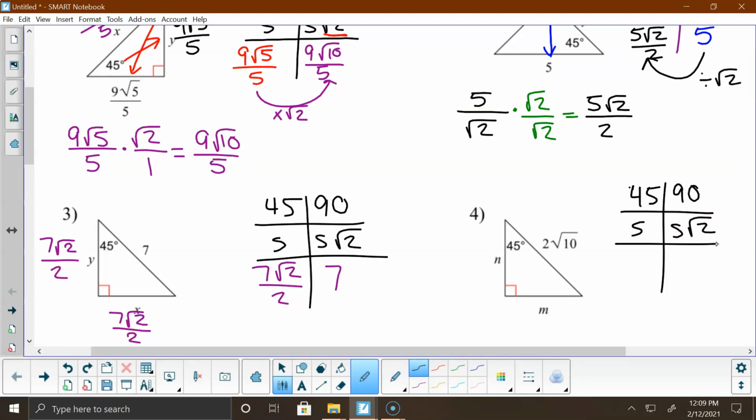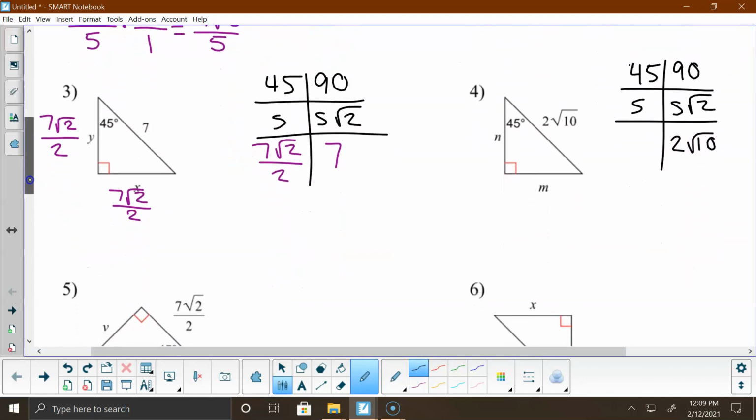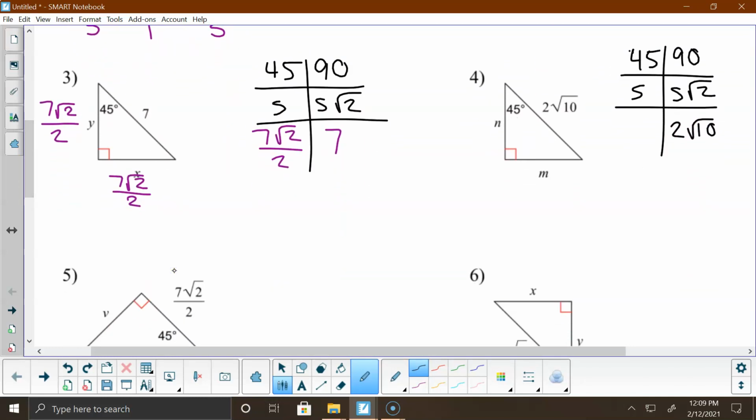I know number 4 got a little messy earlier today, just because they were like, oh, it's got a square root of 10, I don't know what to do. So 2 root 10, where does that fit? Under the 90? So remember, if I'm moving to the left, I have to divide. So I've got 2 square root of 10 over root 2.